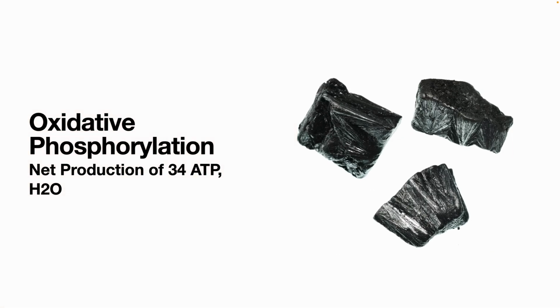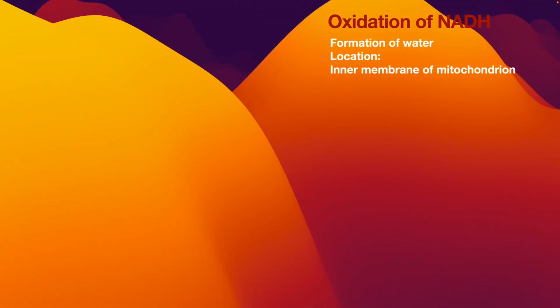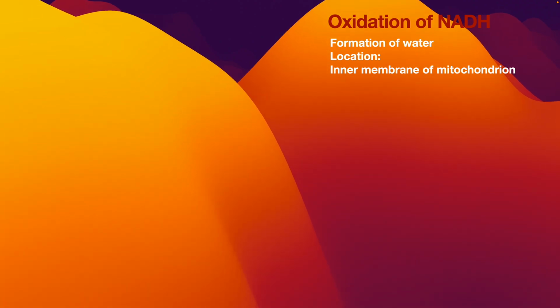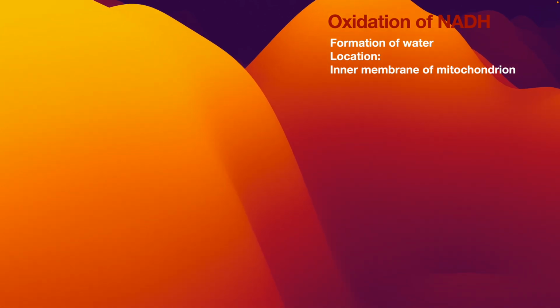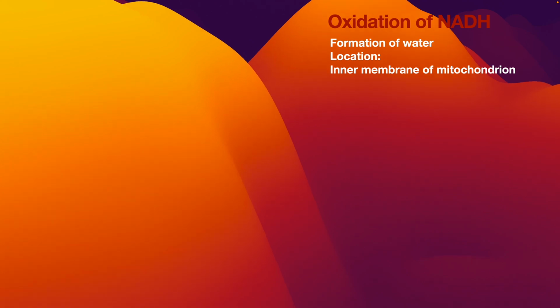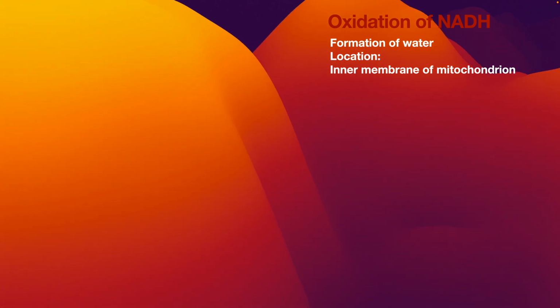Now, the most important stage for aerobic respiration is oxidative phosphorylation. Most of its energy is produced from here. It has a net production of 34 ATP and water. It occurs in the inner membrane of mitochondria. Oxidative phosphorylation involves 2 kinds of oxidation. The first is the oxidation of NADH, and the second is the oxidation of FADH.